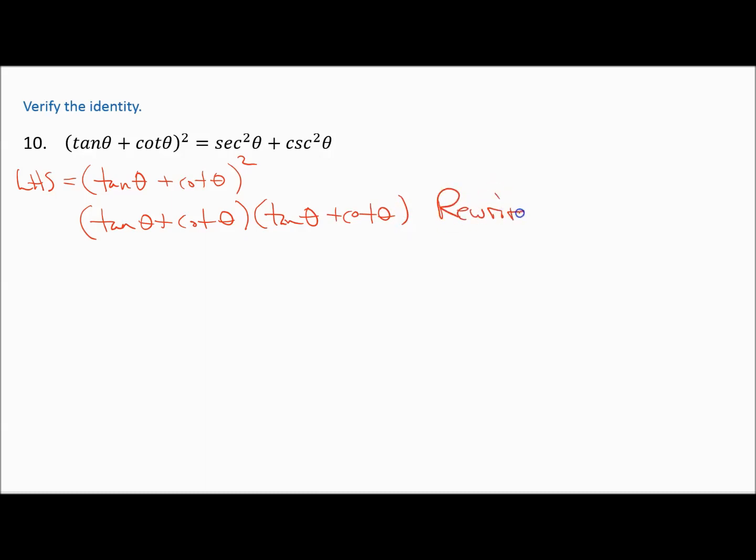just rewriting. That line is really not necessary, but I do want you to see how we get the next line. So in that case, it is necessary. Tangent of theta times tangent of theta is tangent squared of theta. So I'm just using the distributive property.